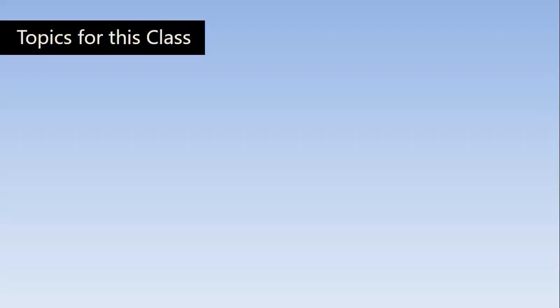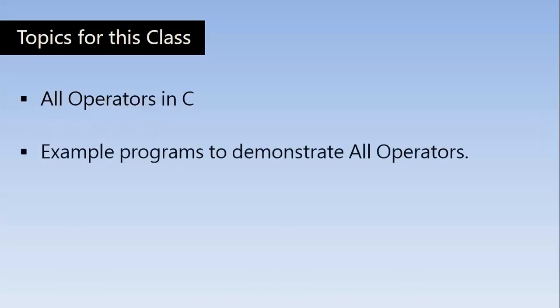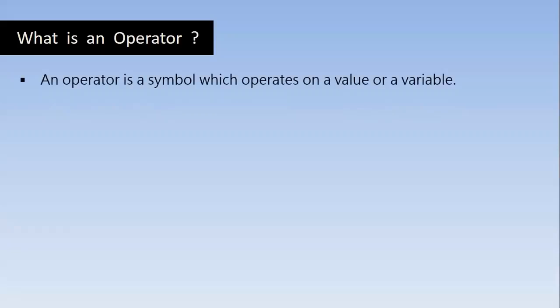Well, students, in this class we'll be learning all the operators in C and we'll perform some programs to demonstrate all those operators. First, let's understand what's an operator. An operator is a symbol which operates on a value or a variable, right? For example, plus is an operator to perform addition. Likewise, we have plenty of operators in C language that is going to perform on an operand or a pair of operands. And now we'll look at the types of operators.